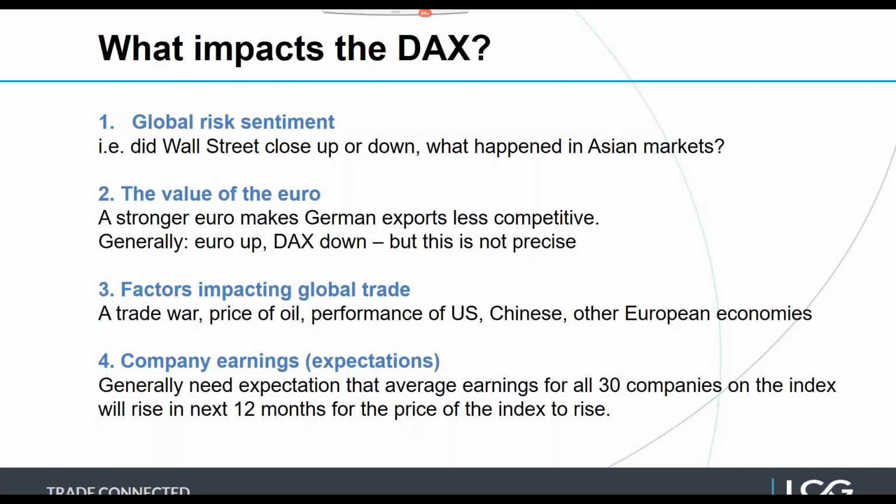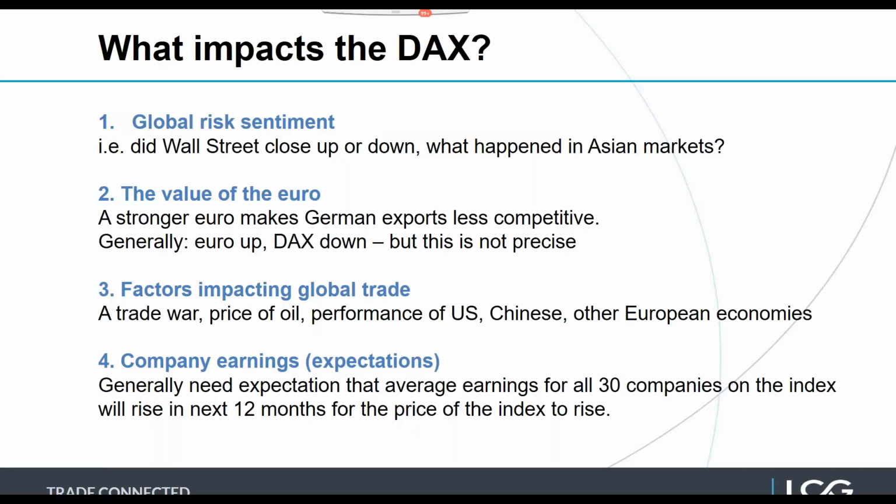And the performance of all these markets affects each other. So if Wall Street closed up, good chance European markets open up. If something dramatic happens in Asia and Asian markets turn down, good chance it might affect the risk sentiment for when the German DAX opens.